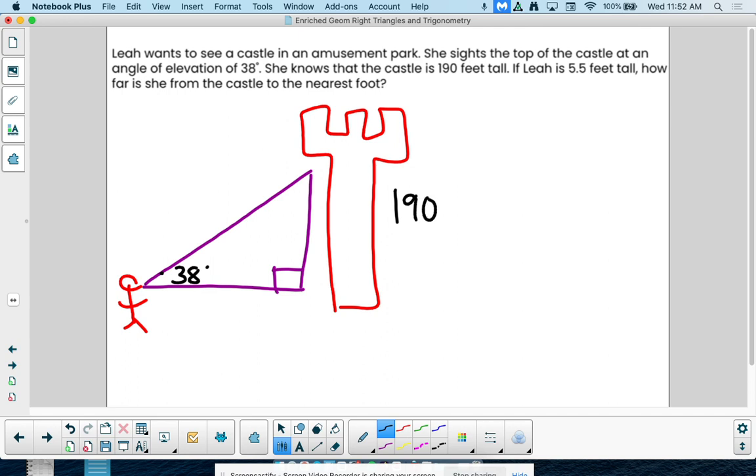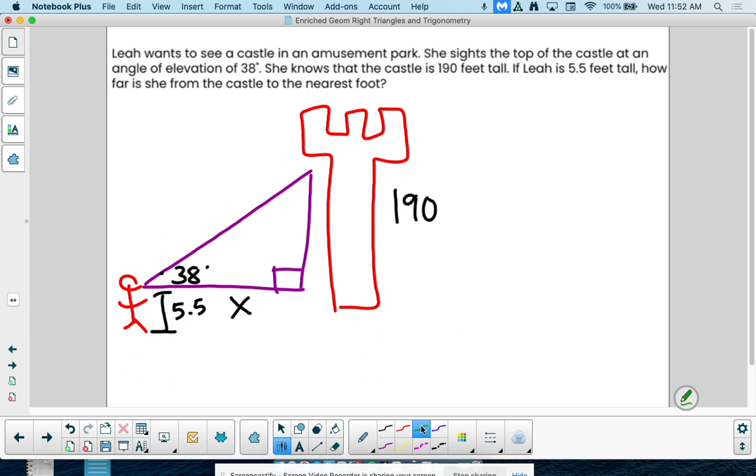She's 5.5 feet tall. I'm going to try to put that by her. And we are looking at how far away she is from the castle. Now think about it. If she was to walk to the castle, what distance am I measuring? The bottom one, right? Can she walk in the air to the castle? I wish she could, but no.